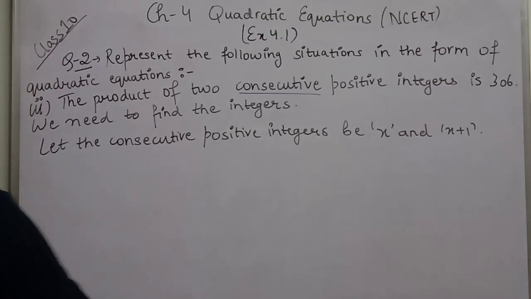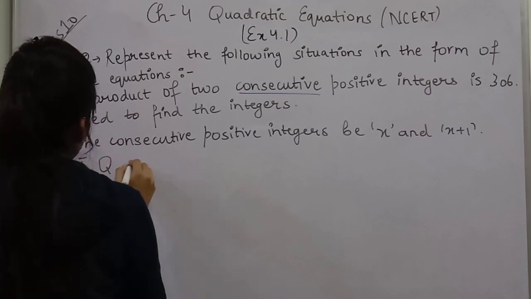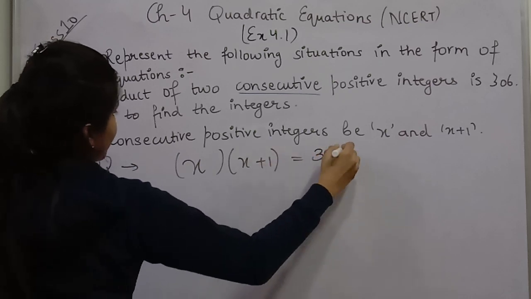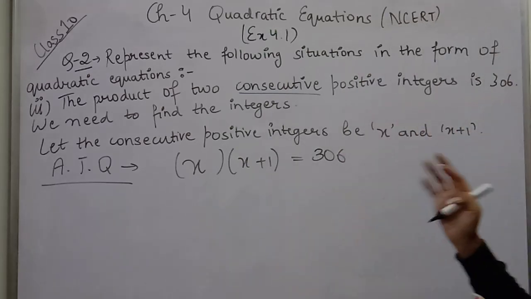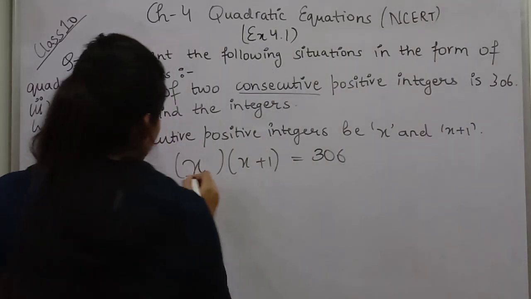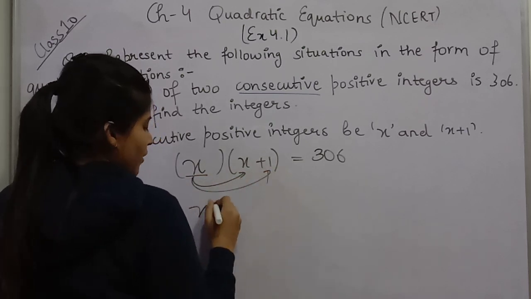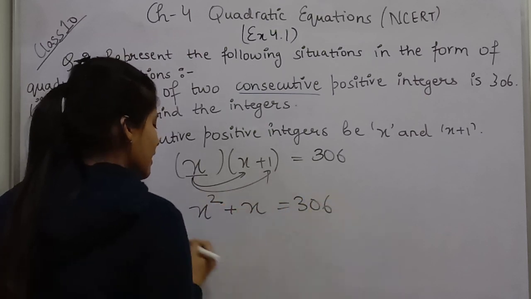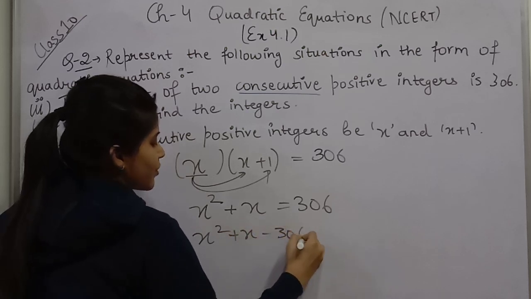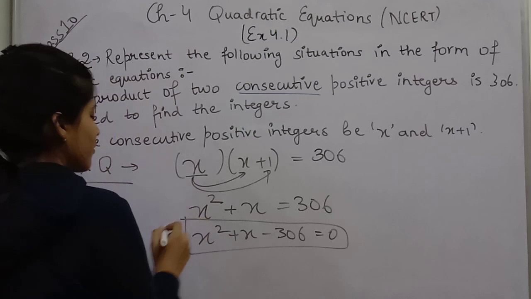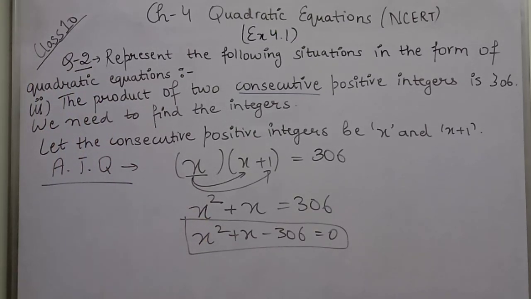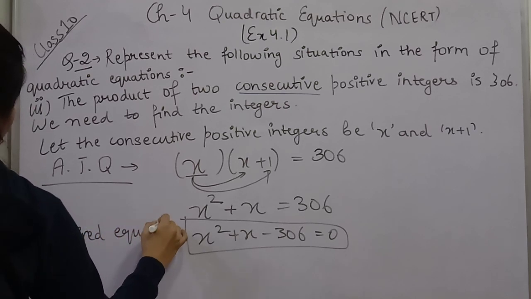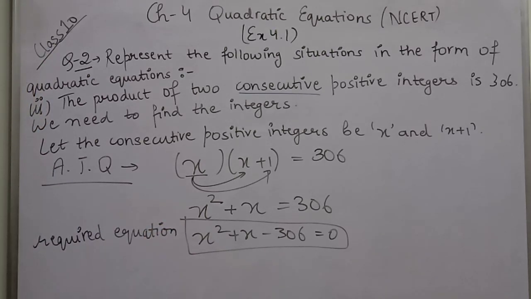अब इन दोनों का प्रोडक्ट हमें गिवन है. So according to question, x into x plus 1 equals to 306. यही गिवन है प्रोडक्ट. Now we have to form an equation. जस्ट मल्टीप्लाई करेंगे x को पहले x से, then x को 1 से. So x into x, x square plus x equals to 306, or we can write x square plus x minus 306 equals to 0. So this is our required equation. x square plus x minus 306 equals to 0.